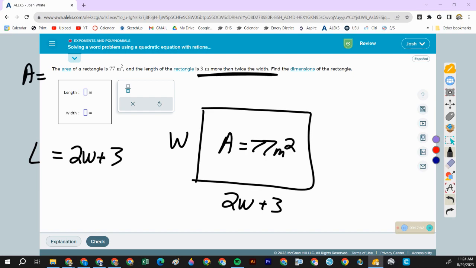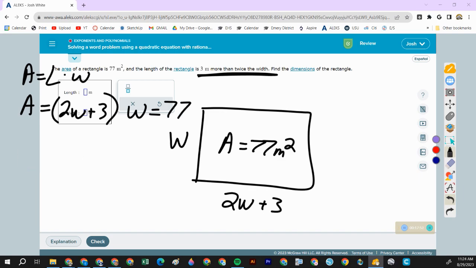Well, area is equal to length times width, right? Or in this case, area is equal to 2W plus 3 times W, which is equal to 77. So 2W squared plus 3W, move that over, minus 77. Okay.